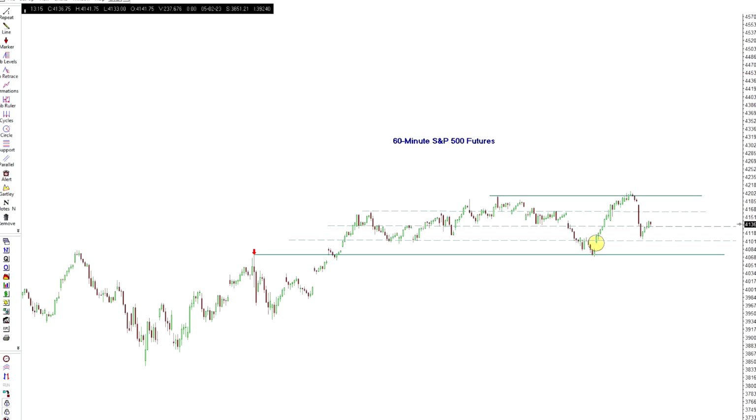I'm going to start with this 60-minute intraday chart of the S&P 500 futures, and we're going to actually work up in time frame today rather than start from the higher and go to the lower, because there's some detail that I want to point out to you here. And we'll also take a look at the Nasdaq and the Dow Jones Industrial as well, but I want to focus on the S&P today.